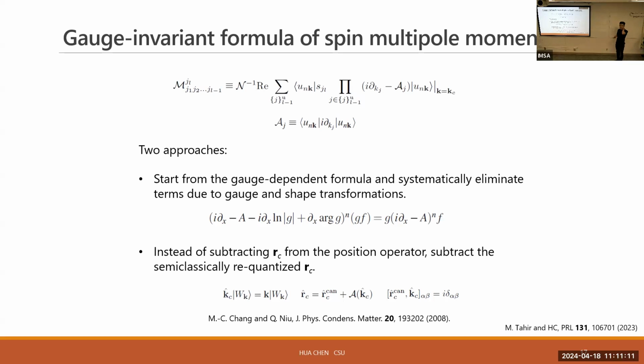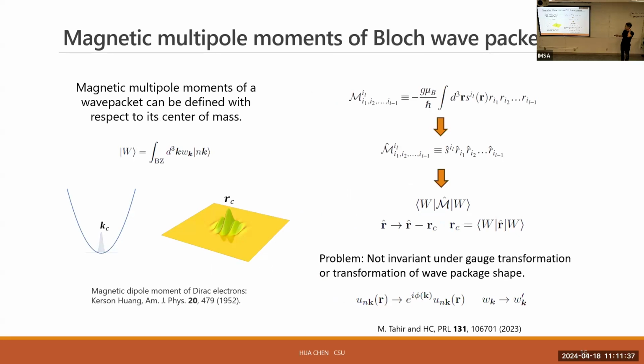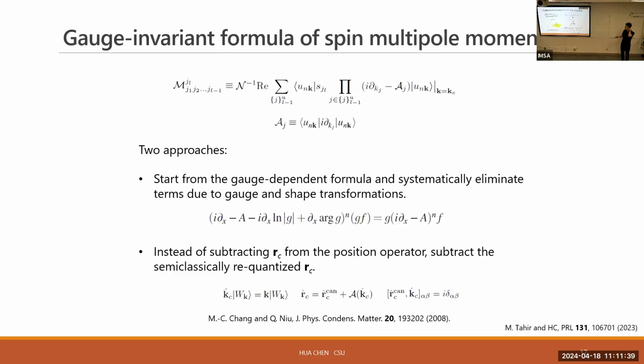This can be done if you re-quantize these semiclassical variables, center of mass position and center of mass crystal momentum. The tool you need is explained in this work. Basically, if you use the re-quantized center of mass position operator in the definition of the multipole moment here, you will arrive at the same point.